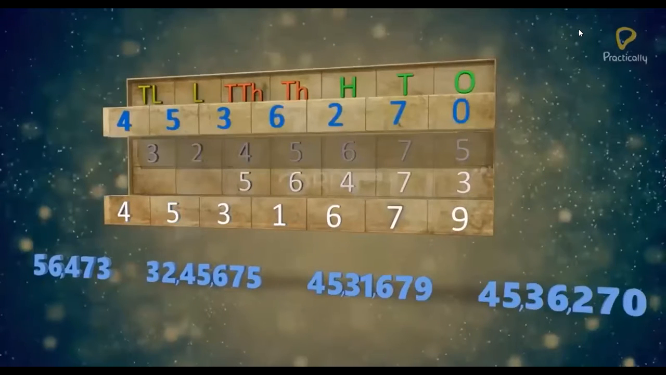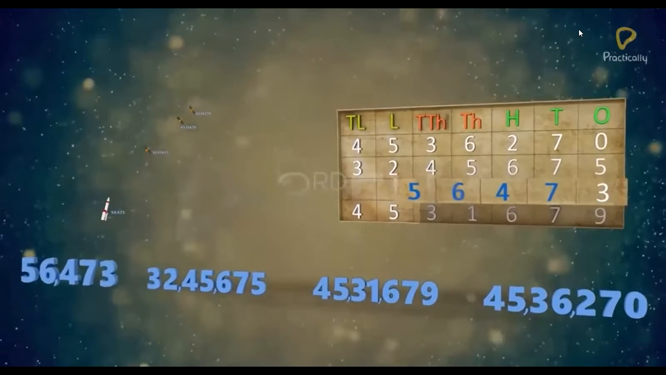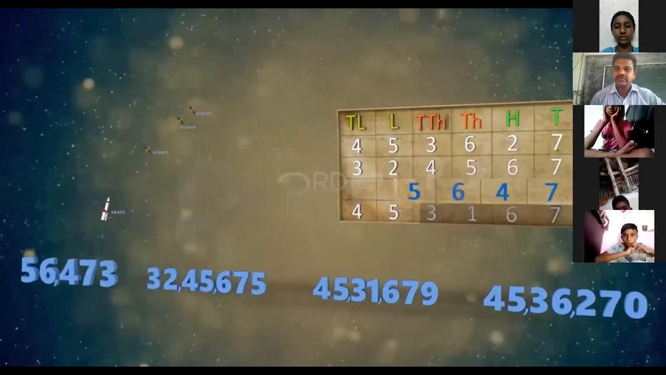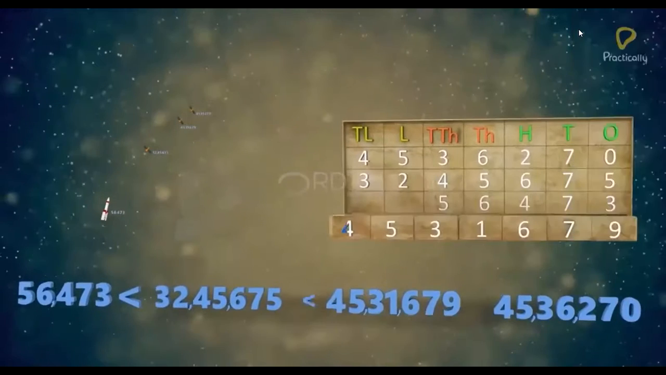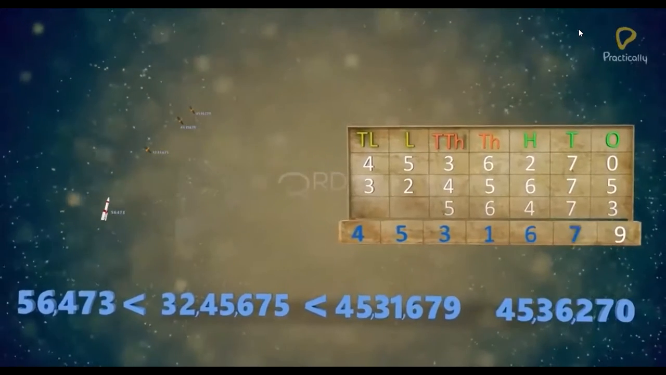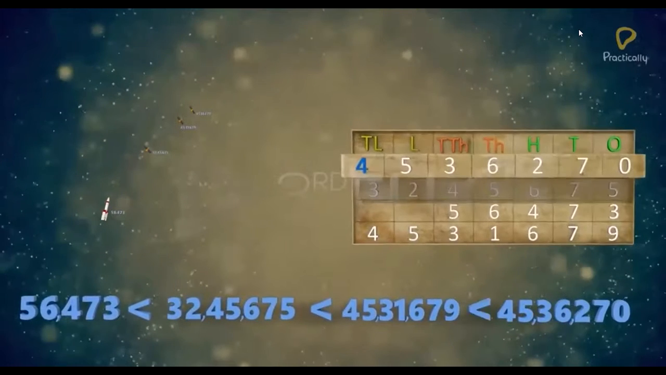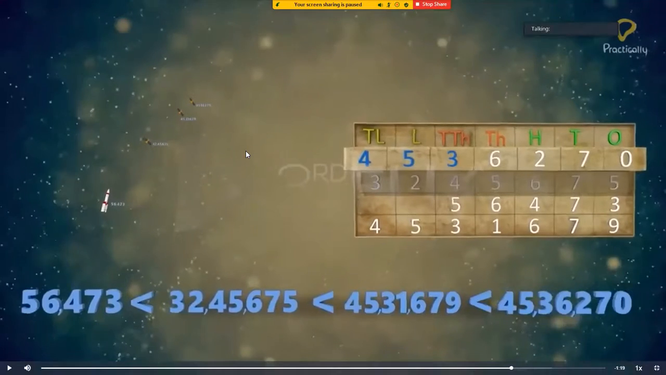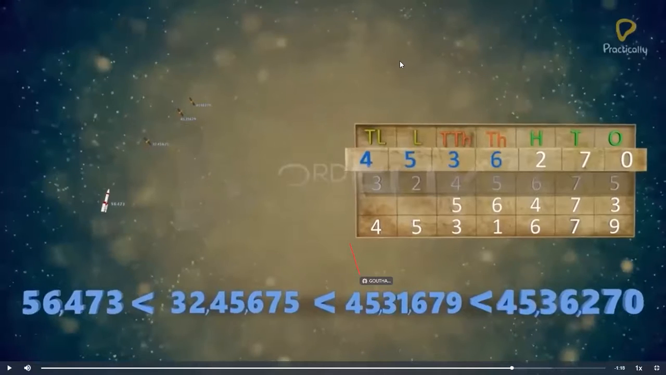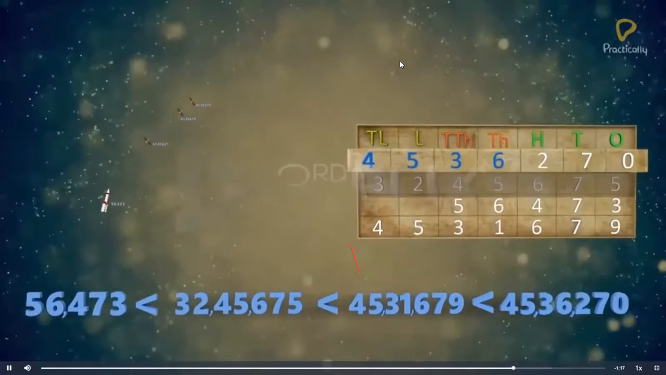The ascending order of these numbers is 56,473 less than 32,45,675 less than 45,31,679 less than 45,36,270.